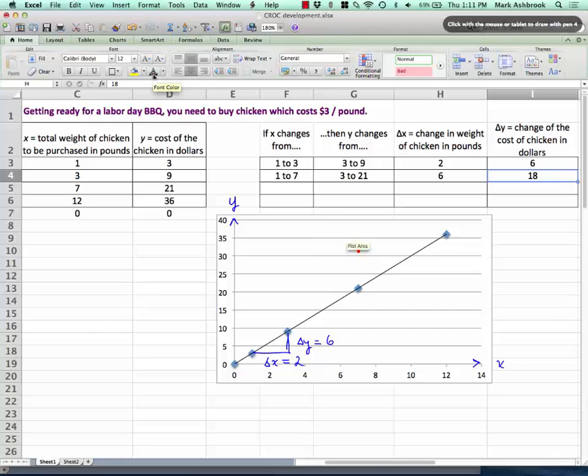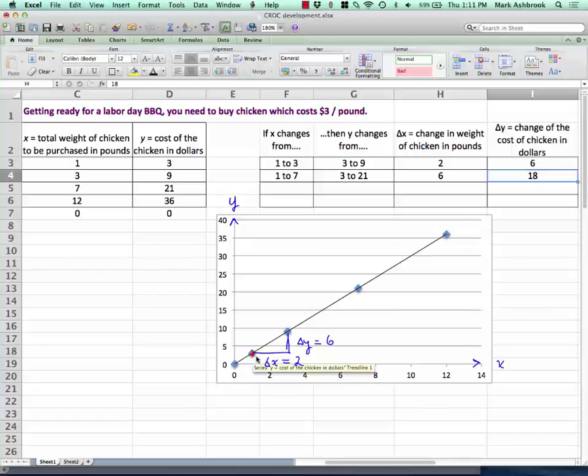Starting at 7? Starting at 1. So we're starting at the same point again. Going 7 to the right. And then? Going up. So now this is delta x equals 6 more pounds of chicken. Started with 1, 6 more pounds, ended at 7, right? Delta x equals 6. Then, when that happened, what happened to the cost? Went up, how much? 18.